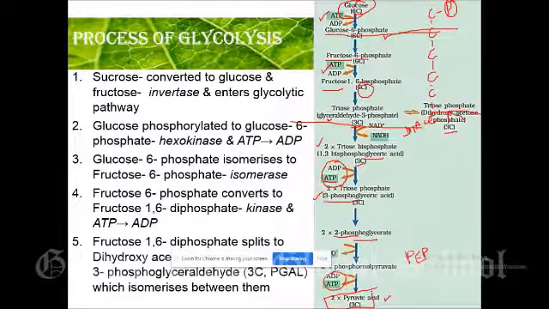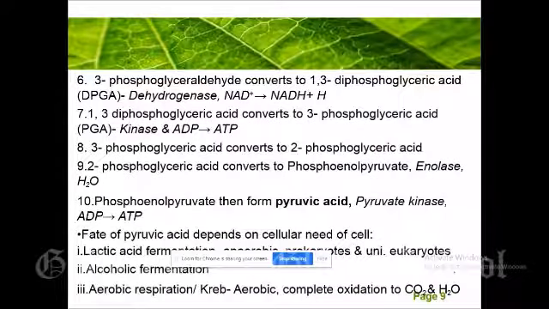Now this pyruvic acid will enter into the Krebs cycle, right? And that Krebs cycle will be taking place inside the mitochondria, right? We are having the 2 phases, one is the glycolysis and another one is the Krebs cycle. In the glycolysis the energy is produced, and the last product we got is the pyruvic acid. Now this pyruvic acid is going to enter into the Krebs cycle, right? So this is just the balance sheet of this.